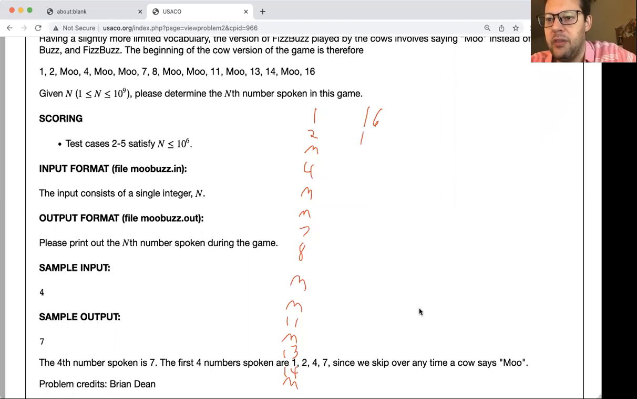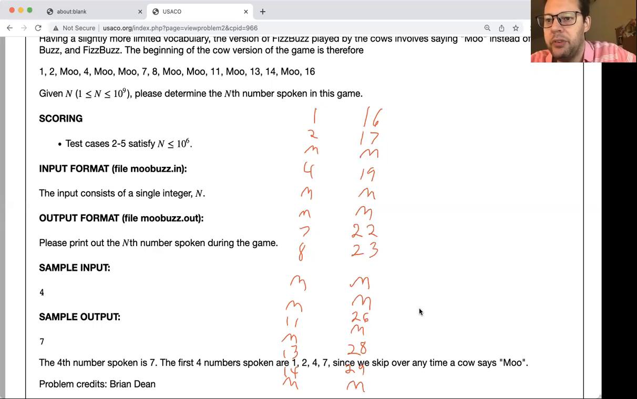16, 17, 18 is divisible by 3, so moo. 19, 20 is divisible by 5, so that's a moo. 21 is divisible by 3, so that's a moo. 22, 23, 24 is divisible by 3. 25 is divisible by 5. 26, 27 is divisible by 3. 28 is divisible by nothing. 29 is divisible by nothing. And then 30 is divisible by both.